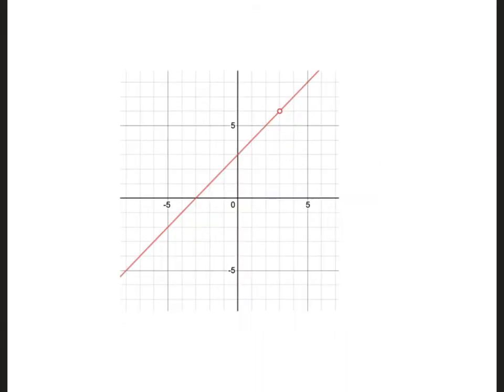This one is really cool. This has what's called a point discontinuity. We also call them holes because literally it looks like a hole in the graph. It's an ordered pair. I would consider this hole to be at (3, 6). So when you're asked to describe the hole, you need to tell me both the x part and the y part.